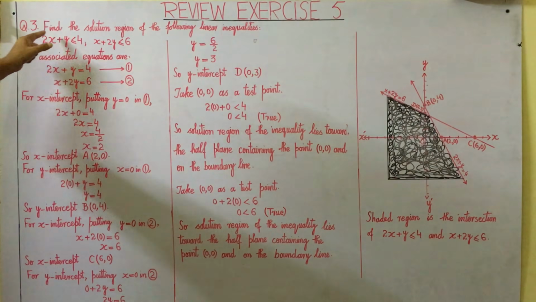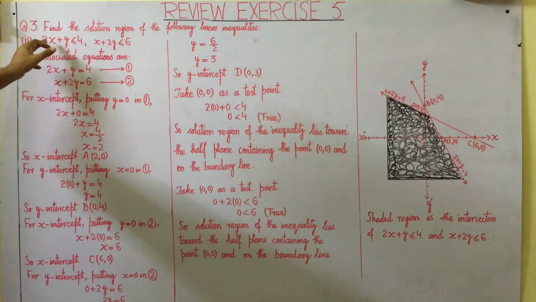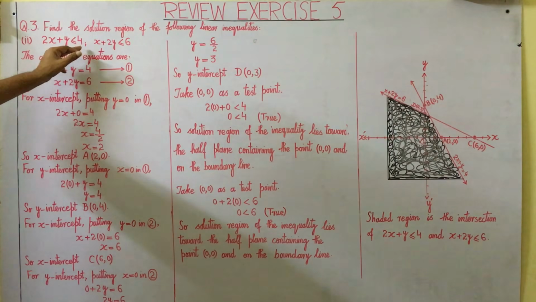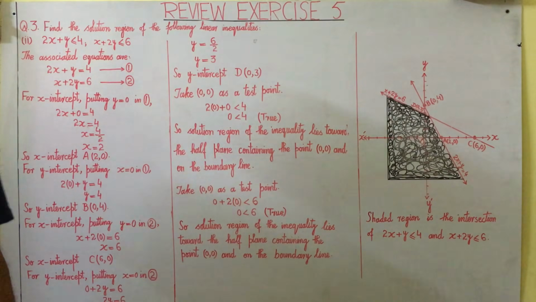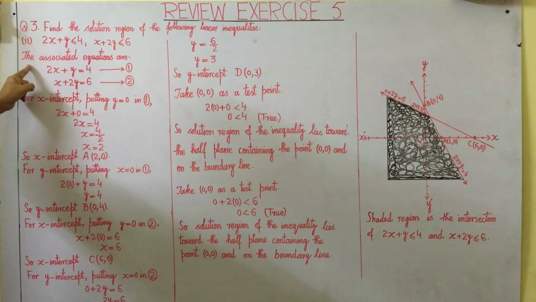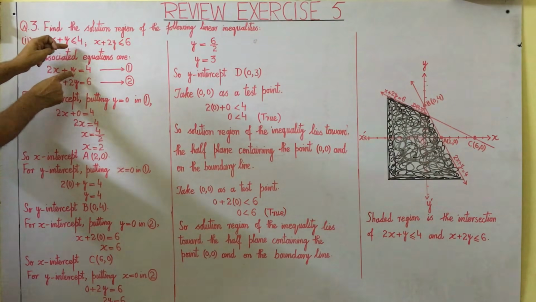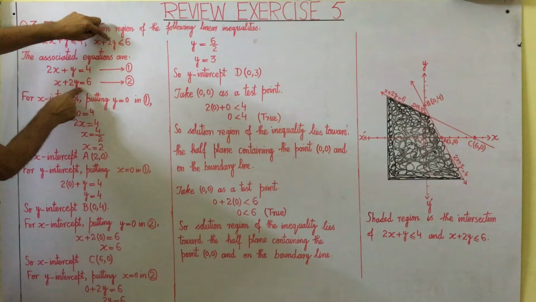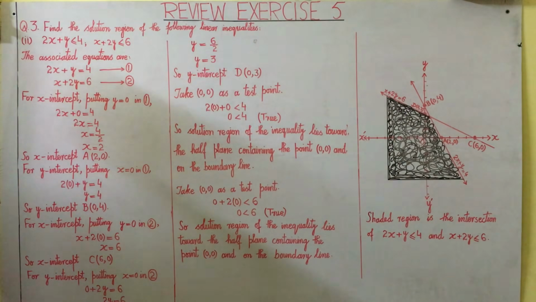Question 3, part 2. Find the solution region of the following linear inequalities. First linear inequality is 2x plus y is less than or equal to 4. Second linear inequality is x plus 2y is less than or equal to 6. The associated equations, or you can say the corresponding equations, are 2x plus y is equal to 4, x plus 2y is equal to 6. Let it be equation 1 and this be equation 2.